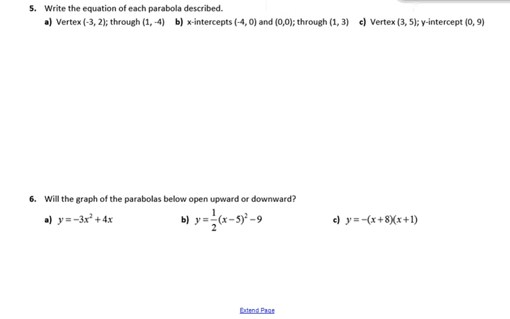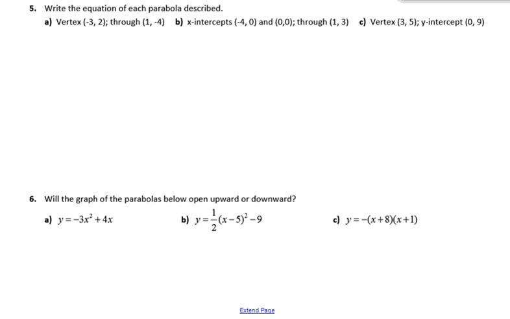This video is covering numbers 5 and 6 on the quadratics test review. So number 5, we're wanting to write the equation of each parabola described. We've done this over and over again. However, we've done this from a graph. I've given you the graph, you find the points, and then you write the equation.